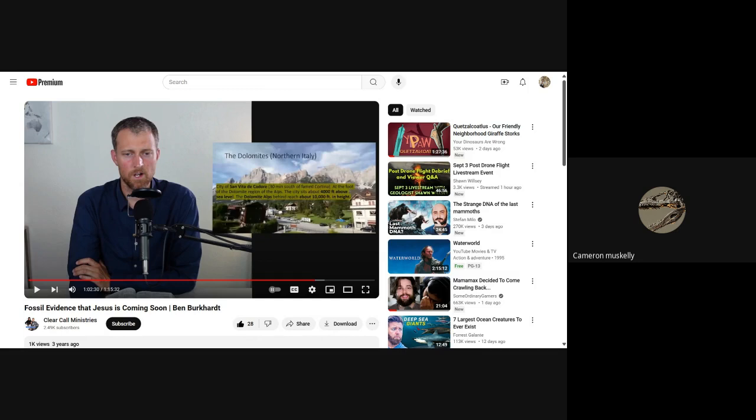He goes on and talks about the Dolomites, but it's the same thing. He says we find marine fossils in the mountains, and then implies that the reason why we find these marine fossils is because of a global flood, when that's not the case. The reason why we find marine fossils in the mountains is because parts of those mountains were not mountains at one point. They were parts of the ocean floor, and they were pushed up due to tectonic activity.